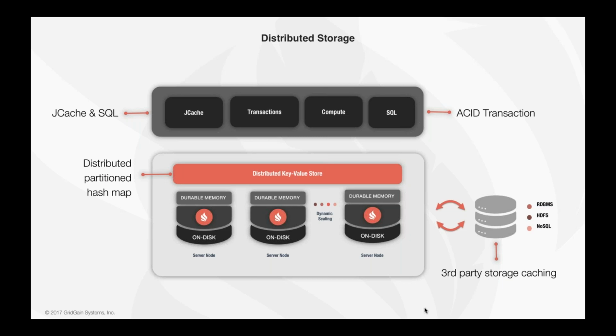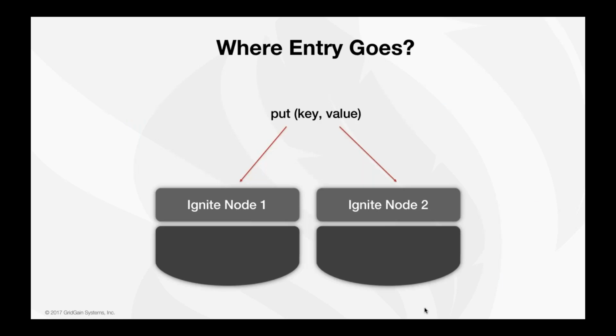I briefly mentioned the distributed partitioned hash map, okay, which is the way that it distributes the data in the cluster. We talked about third-party storage caching as well, particularly useful if you're working with a transactional system such as a relational system, but equally you can work with HDFS and NoSQL as well, although the consistency issues there would be different. These are things that you would have to think about given the fact that many of these products are eventually consistent. Okay, so the guarantees are not the same as they are within a transactional environment.